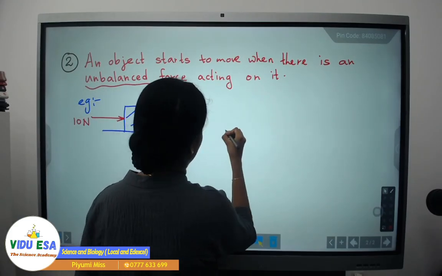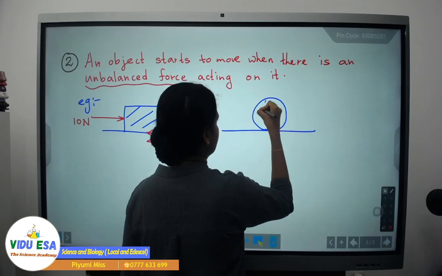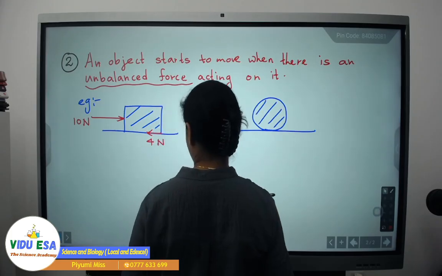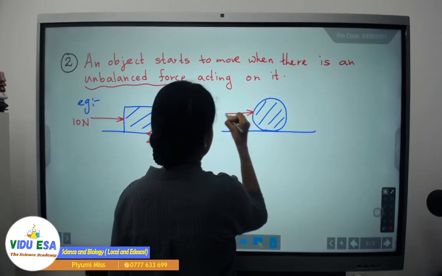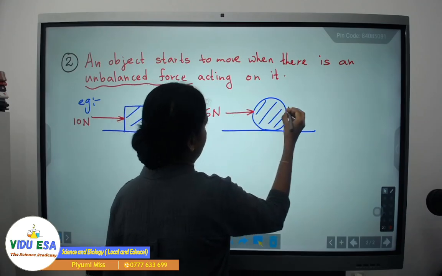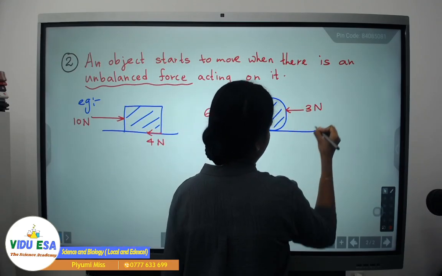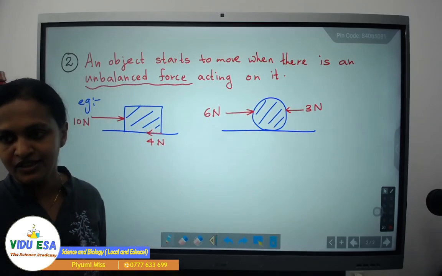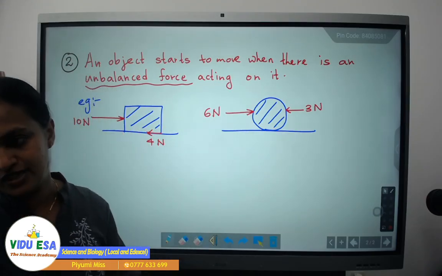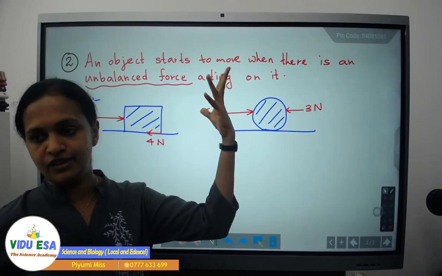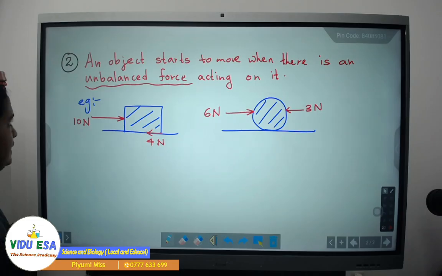We'll take another object. So here, this one, the ball. This is in contact with the ground. One of you applies a force of 6 Newton this way and your friend applies a force of 3 Newton to the other direction, opposite direction. So, there is an unbalanced force acting on both of these objects. Therefore, then it will move, right? An unbalanced force is acting there.